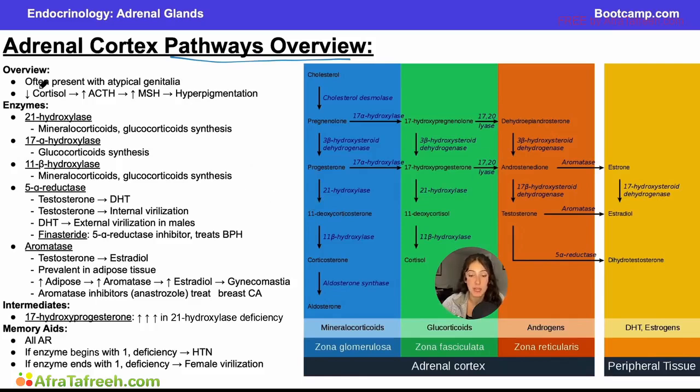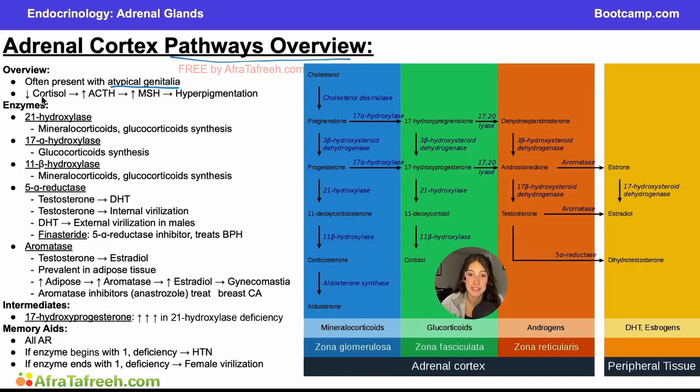So a quick overview here. Patients often present with atypical genitalia. So this could be a female presenting patient with an enlarged clitoris. This could be an indeterminate genitalia presentation, usually detected at birth. This is going to be your first clue that we will be talking about a difference of sexual differentiation pathways.